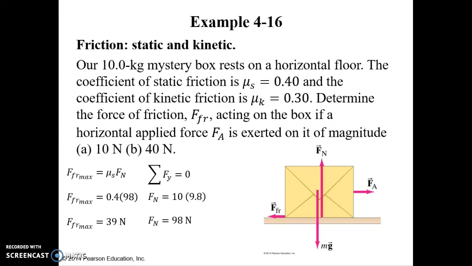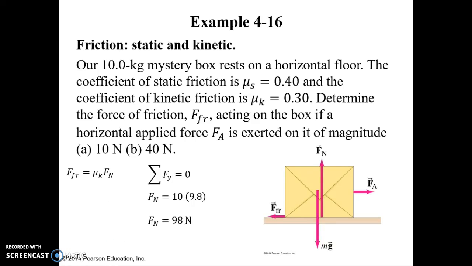So the box will not move if the force is equal to or less than 39 newtons. Once the force applied to the box is greater than 39 newtons, the box will begin to move on the frictional surface. In our first problem, letter A, the force applied is only 10 newtons, which is way below 39. Thus, the frictional force will only equal 10 newtons applied in the opposite direction to have the sum of the forces in the x direction equal 0.